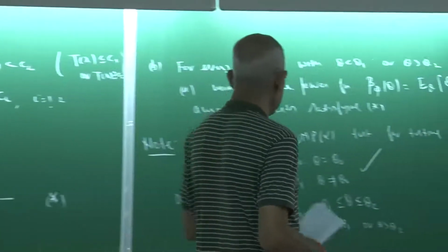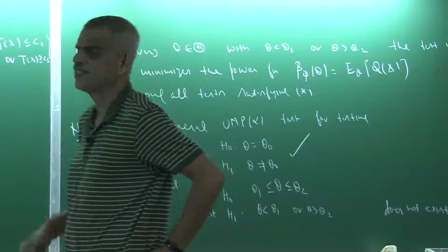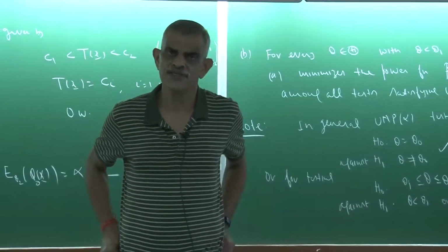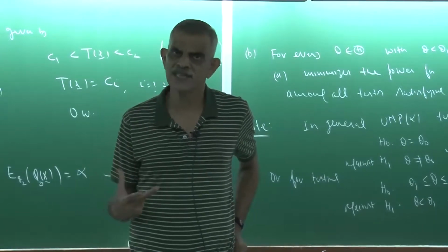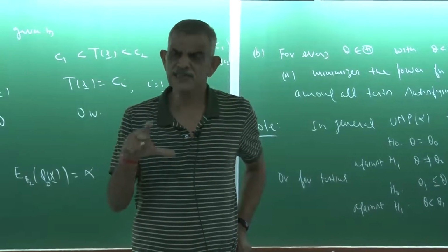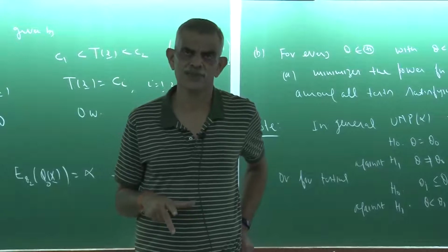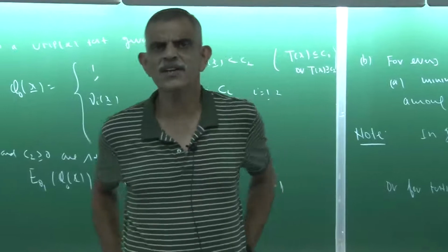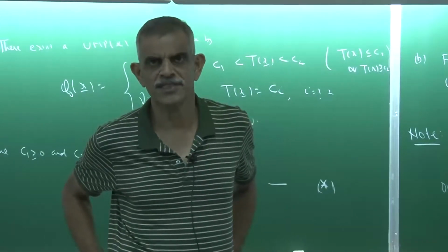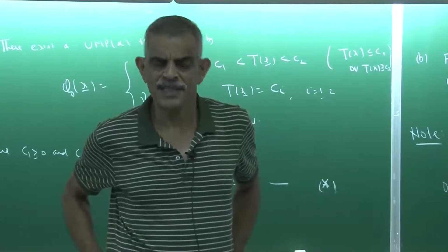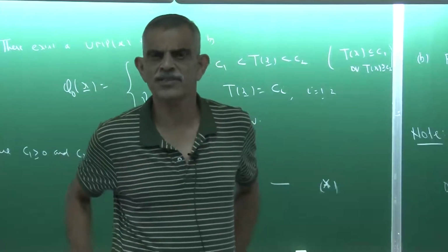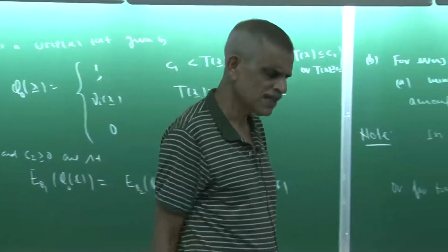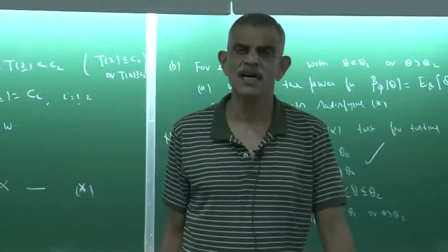Now, in such cases, UMP alpha test normally doesn't exist. If UMP alpha does not exist, what do I try to do? The natural thing is to restrict my class of test procedures under consideration by imposing certain reasonable conditions on the test functions to be considered. And then in the restricted class, I try to find the most powerful test. And one such reasonable restriction is that of unbiasedness.